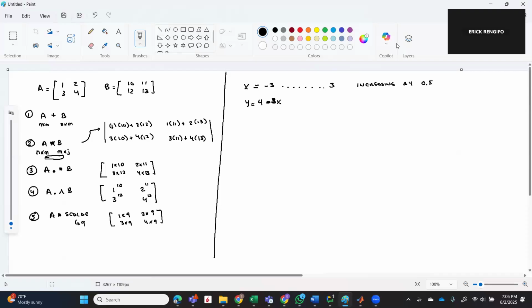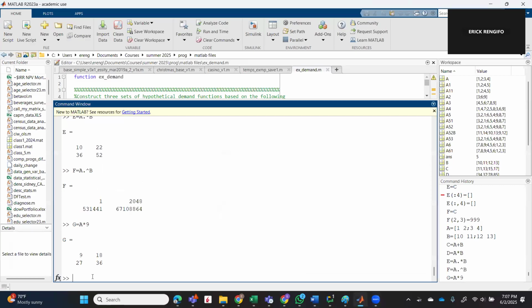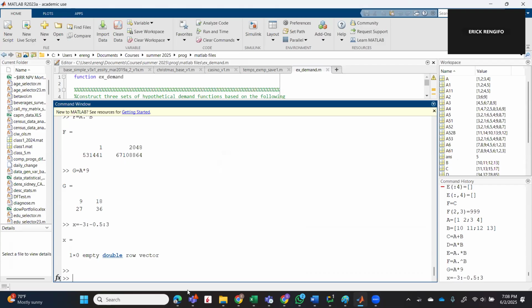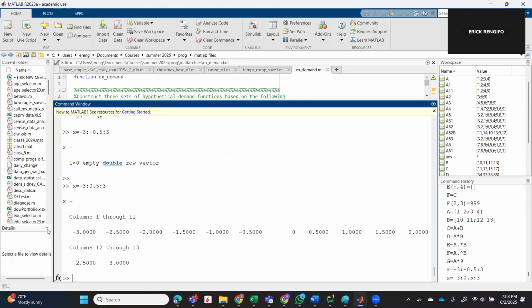So let's create this matrix, this vector. I want x to be -3 by 0.5, up to 3. Make sense to you guys? So what do we have? Why do I have this one here? What's going on here? It's increasing because I started with a negative number. So it's going to be -3, -2.5, -2, etc. So I have 13 numbers here.